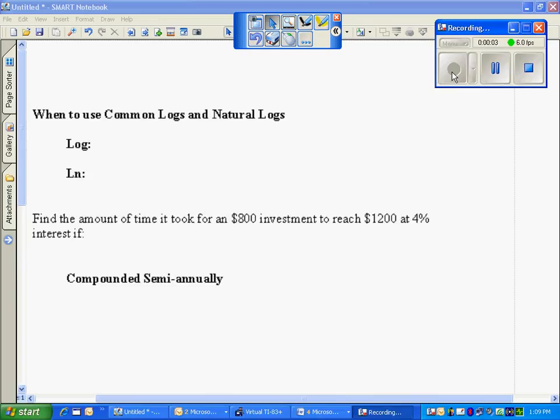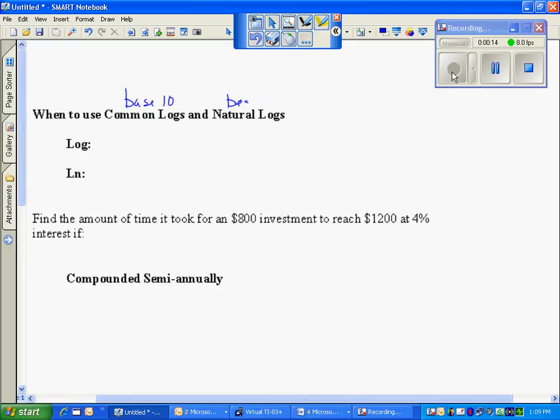There are two types of logarithms to study. Those are common logs. Common logs have the base 10, and we use those because our number system is base 10. Then we have the natural log, which has a base of e. We write this as ln, and we write the common log as the word log with no base shown. So when you want to use base 10, that's when you're going to be in our number system.